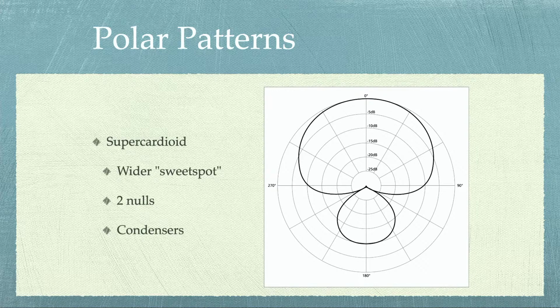Supercardioid, this can be a condenser or a dynamic, but 90% of the time it's going to be a condenser. It's almost always going to be a condenser. I've seen dynamics that are hypercardioid, but again, they're not very common. It's usually condensers. Now, you can see it looks like a cardioid, but it's got a little bump in the back. So what's this good for?